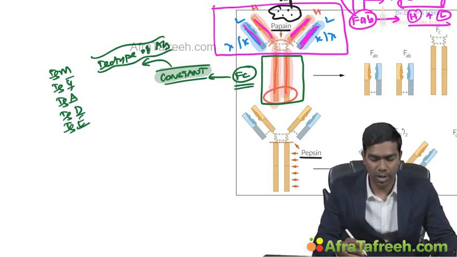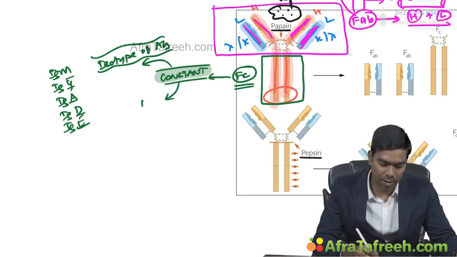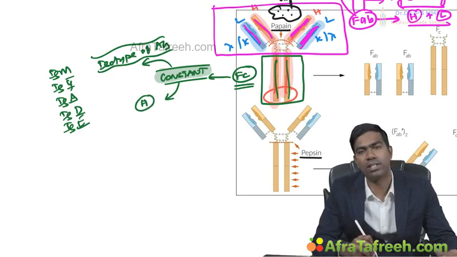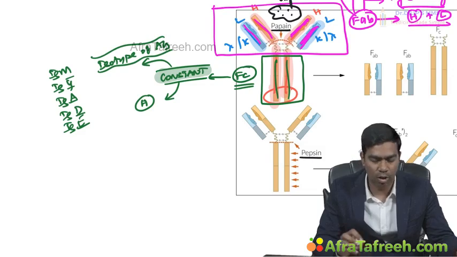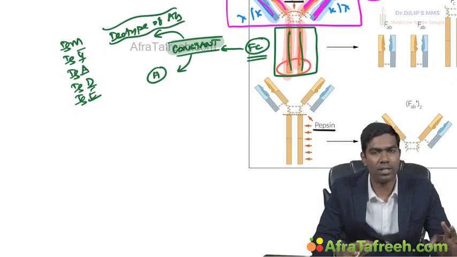So then what is the constant region made of? Constant region is made of only heavy chains. That is very important. You can see very clearly they are only made of heavy chains. They are not made of light chains at all in the first place. They are only made of heavy chains completely.